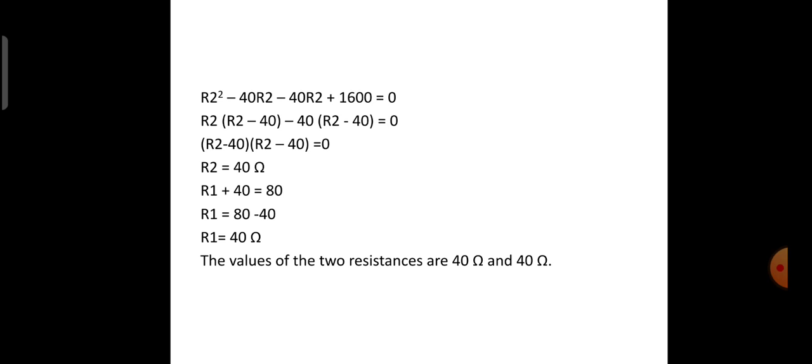Now R1 plus R2 is 80, and hence now we substitute the value of R2. So R1 plus 40 is equal to 80. So R1 is equal to 80 minus 40. So R1 is also 40 ohm. So the value of the two resistances are 40 ohm. Children, practice these problems on your own, because here only terms are being rearranged.